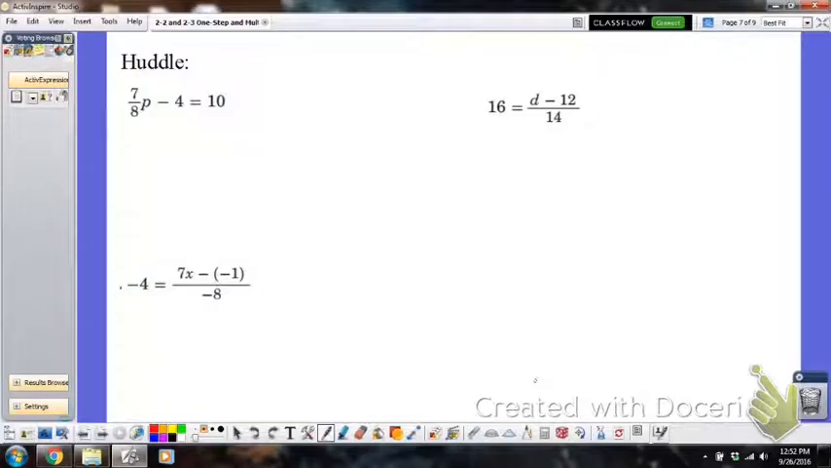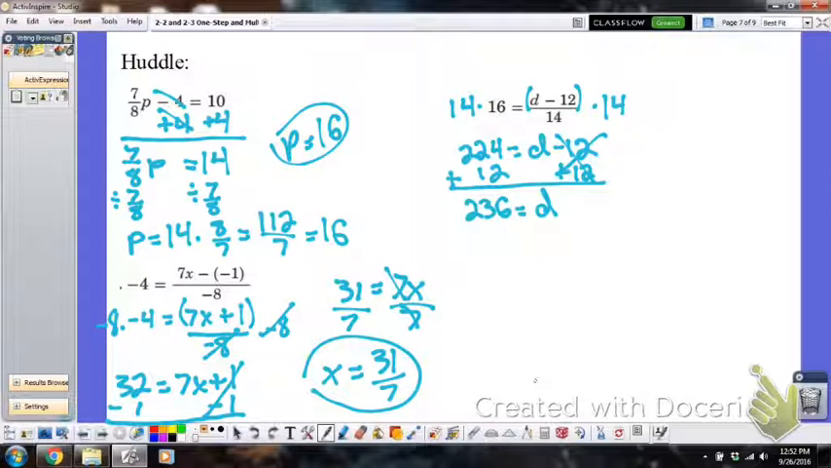So the solution to the first equation was p equals 16. Now, a key in this one is this step right here. Whenever you're dividing by 7/8, remember, dividing by a fraction is the same thing as multiplying by the reciprocal, 8/7 here. And then you just simplify the fraction, and you get p equals 16. The second one, d is equal to 236. And the very last one is x equals 31 over 7.